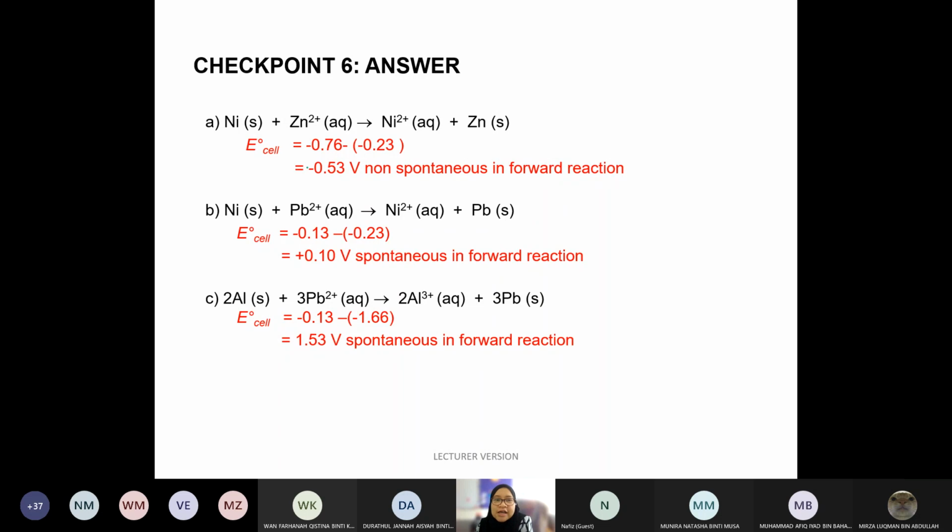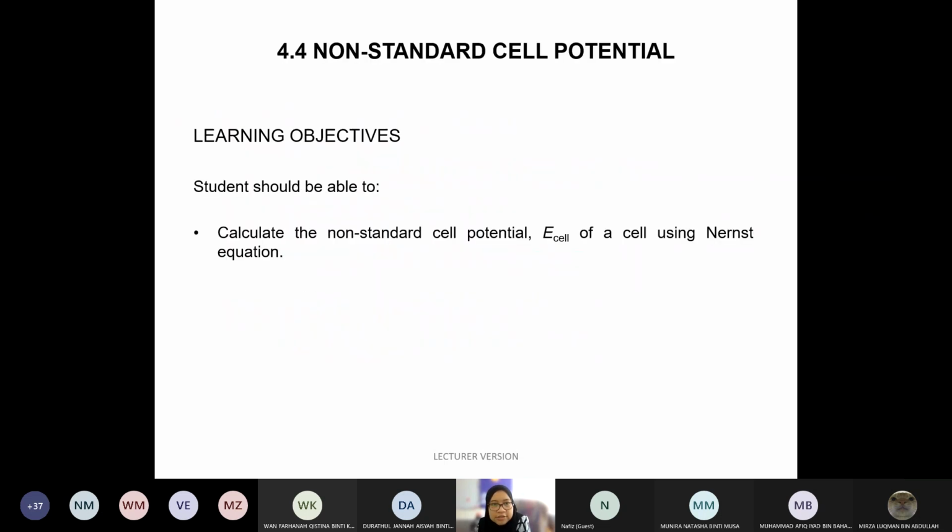That's why dia kata, if this is the case, okay, it won't be spontaneous. It will become non-spontaneous, okay, in forward reaction. Maksudnya kita follow as is. Right? Okay. So these are the answers.